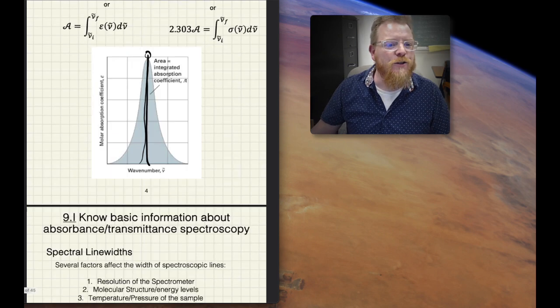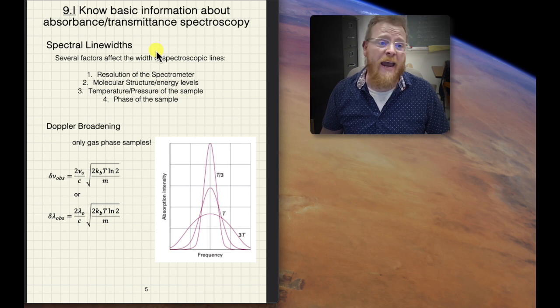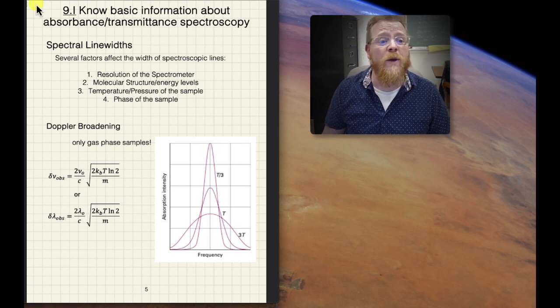Okay, so why do these peaks have width then? We refer to this as the spectral line width. There are several factors, some of which we can control and some of which we can't.